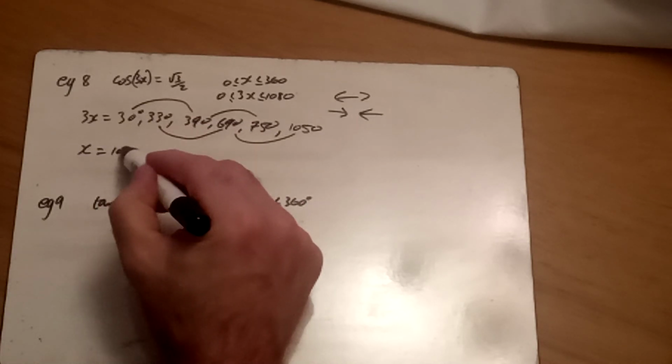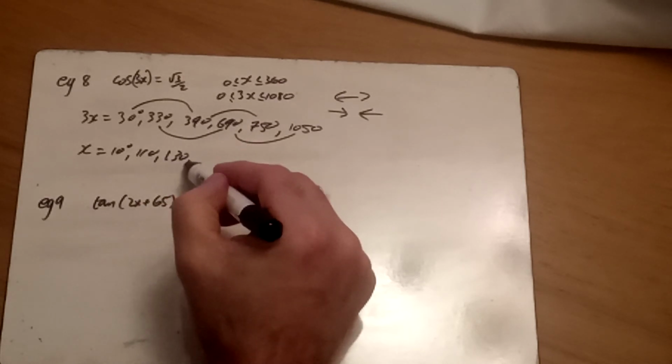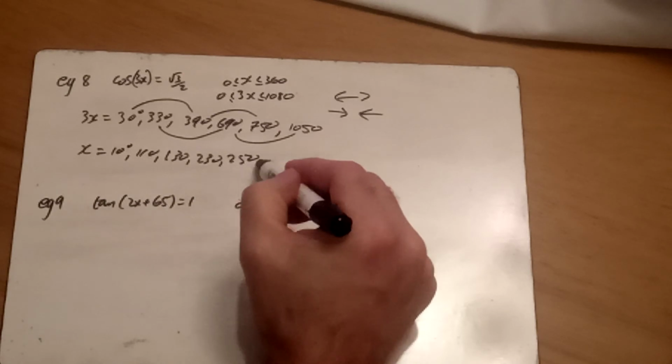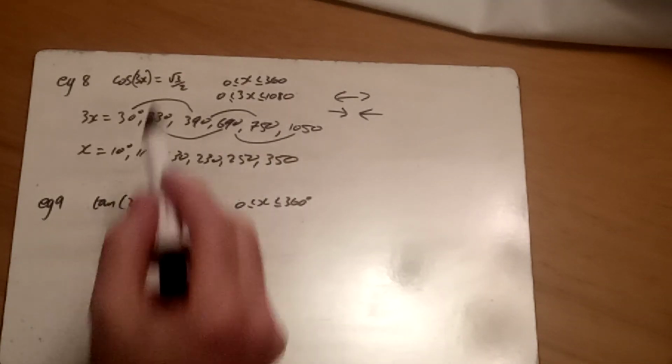Divided by 3 to get x is 10, 110, 130, 230, 250, and 350. That's all my values for x in that range there.